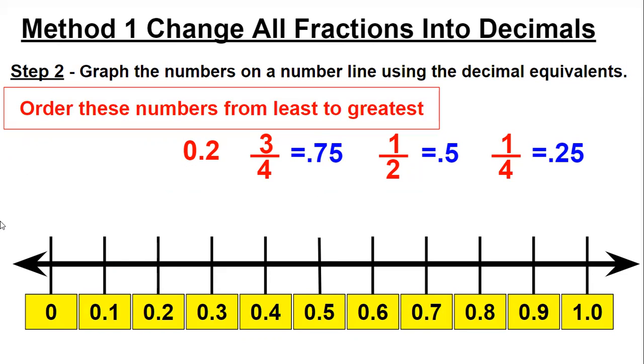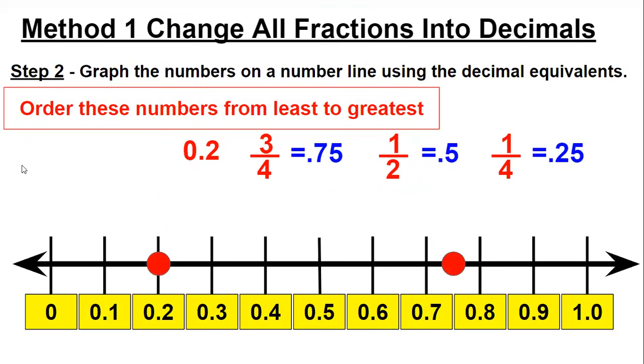So the first one is 0.2, 2/10. That one's easy. It's already done for us, right? So there's where 2/10 would go. 3/4 is 0.75. Where's that going to go? Right in between the 0.7 and the 0.8. Right there. What about 1/2?